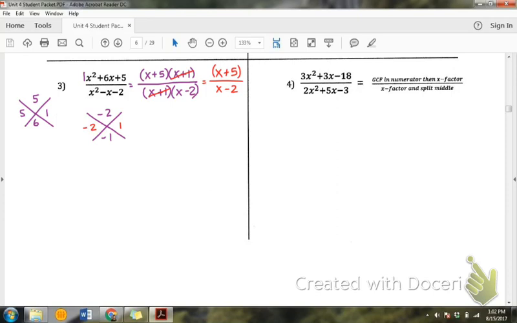Now, can I cancel x over x? But they're the same. But they're not really connected. Good. They're connected, right? They're connected with that 5 and with that negative 2. So I have to leave it as is. So this is going to be my final answer. Questions about that one?